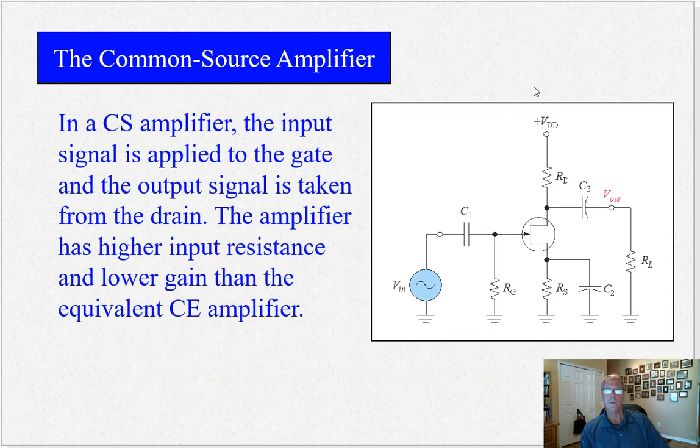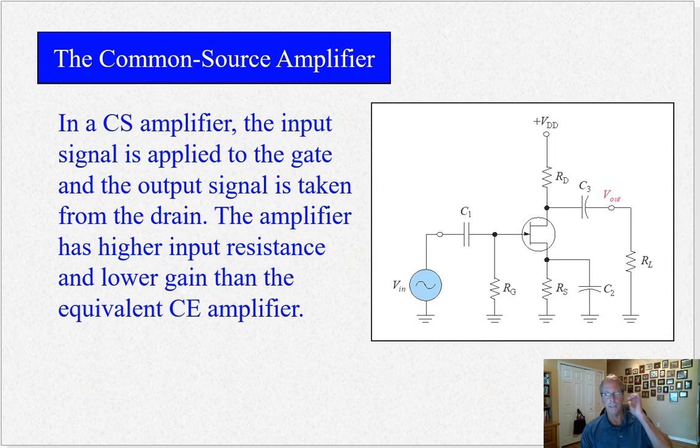Hello everyone. Today we're going to talk about field effect transistor amplifiers and switching circuits. They're very similar in construction to the BJT amplifiers and switching circuits that we looked at. The terminals are called different things: gate, drain, and source instead of emitter, base, collector. But the concepts are very similar.